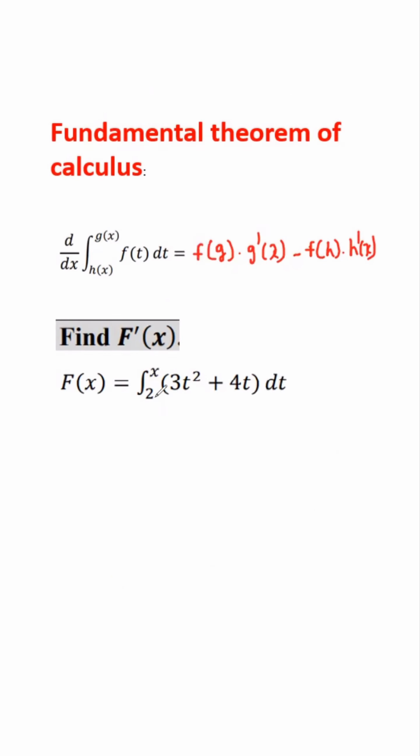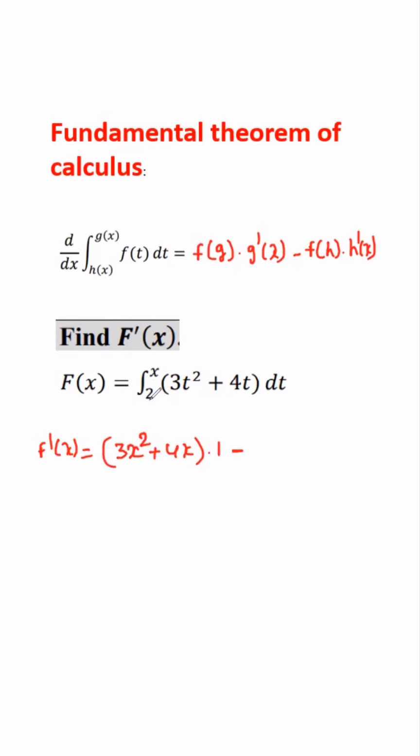So the upper bound is x and the lower bound is 2, which are constant functions. First, let's plug in x. So f prime of x would be 3 times x squared plus 4x, times the derivative of x, which is 1, so times 1, minus.